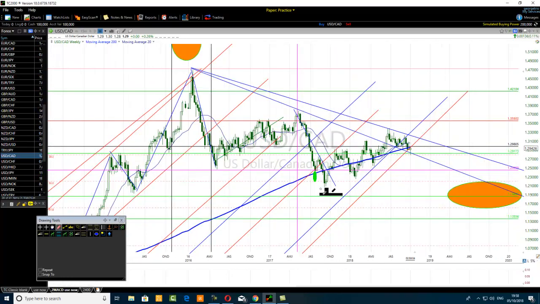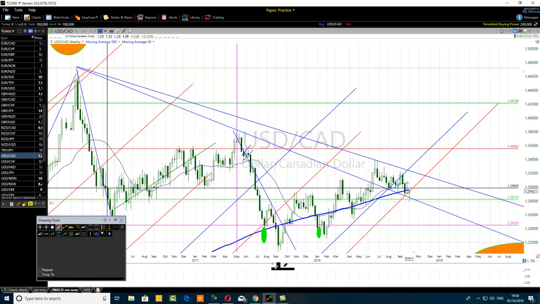Okay. But on the weekly chart, what can we say now? On the weekly chart, there's another key level that appears now. You see that's this one, the green one here: 12817. 12817. That's the green line here.